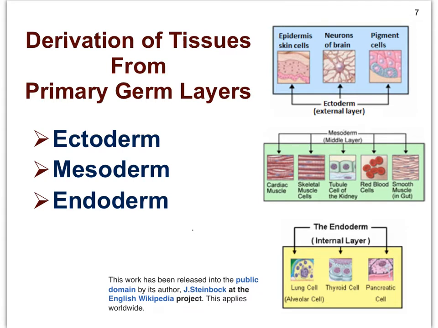So we have the ectoderm, and derm always means layer, which is why we have the epidermis in the skin. The ecto referring to the outer layer, then we have a middle layer, and then we have an inner layer. All right, so we refer to these as the primary germ layers, which occur in the embryo. And so what are they all about? So let's take a look at that.